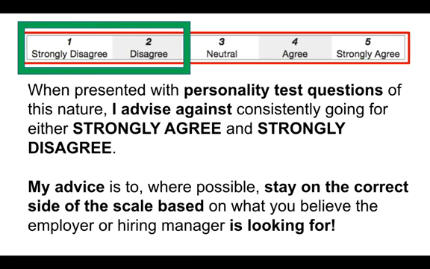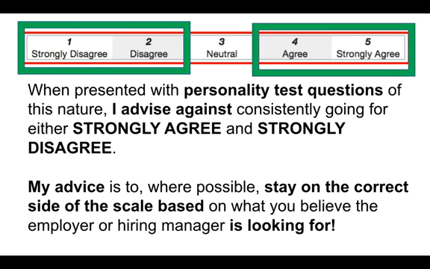So you would either go for 1, strongly disagree, or 2, disagree, and I'll give you some examples as we progress, so don't worry. Or 4, agree, or 5, strongly agree, and mix them up. If you strongly agree on something, then choose it. If you just disagree on something, then choose that as well.